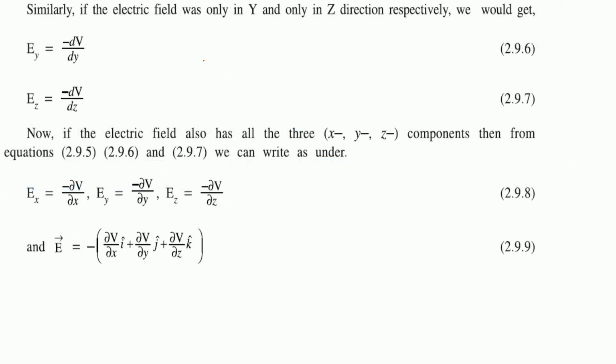In the same way, if the electric field is only in y direction, you get Ey equal to minus dV by dy. If it is only in z direction, Ez becomes minus dV by dz. Now if the electric field has 3 components, x, y, z, then from these equations Ex will become minus del V by del x, Ey minus del V by del y, Ez minus del V by del z, and the final E will be this i, this j, and this k. So this will be the final electric field if the electric field has 3 components, x, y, and z.